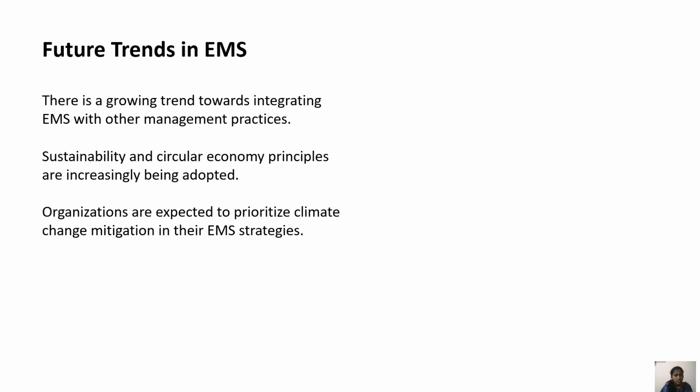And next is future trends in EMS. There is a growing trend towards integrating EMS with other management practices. Sustainability and circular economy principles are increasingly being adopted. Organizations are expected to prioritize climate change mitigation in their EMS strategies. These are the future trends in the EMS that will be implemented in the coming days.